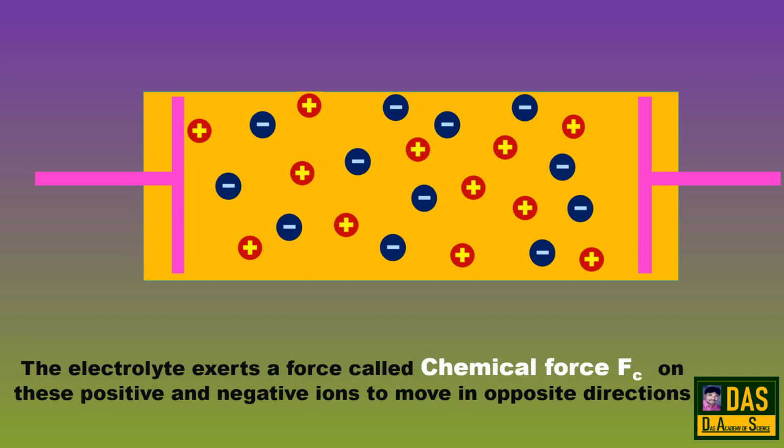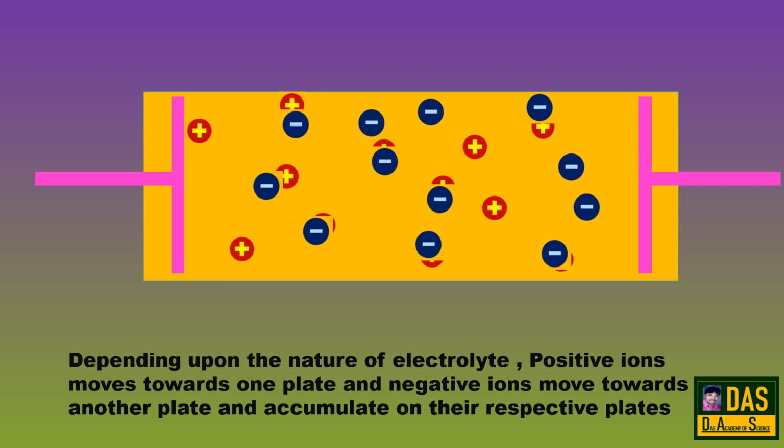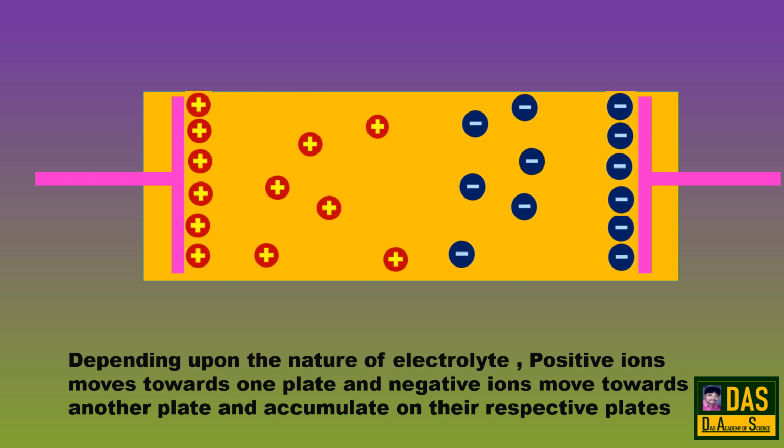The electrolyte exerts a force called chemical force, that is Fc, on these positive and negative ions to move in opposite directions. Depending upon the nature of the electrolyte, positive ions move towards one plate and negative ions move towards another plate and accumulate on their respective plates.